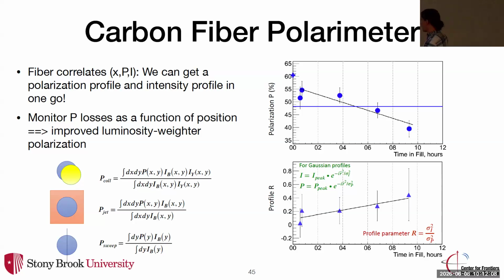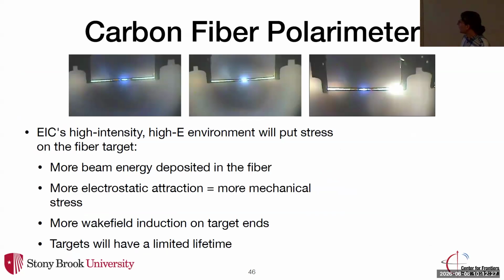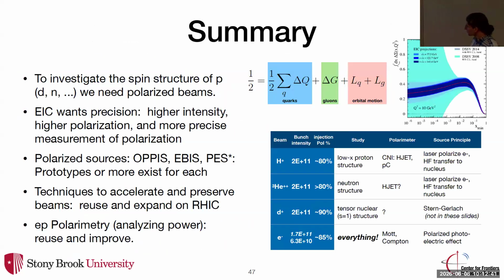And that allows us to look at this parameter R, which is the ratio of the width of the Gaussian for the beam and the width of the polarization. Same thing. They may not be evolving at the same time. All right. At the EIC, you dump a lot more energy into this fiber. And also because the beams are more intense, it deflects towards them. So knowing where we are in the beam gets more complicated. There's more wake fields. It's going to be hard. Okay.